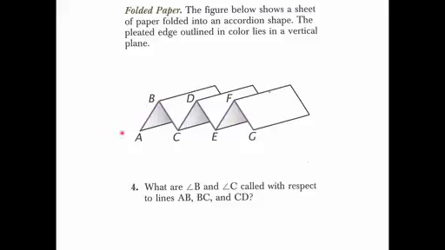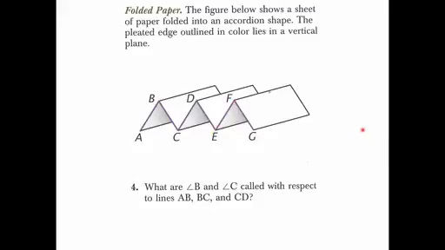All right, some folded paper. You can see it folded pretty neatly here. Looks like maybe they folded it in half first, and then they folded it in fourths again. An accordion shape. And we've got the edge is what we're looking at right now in the purple.